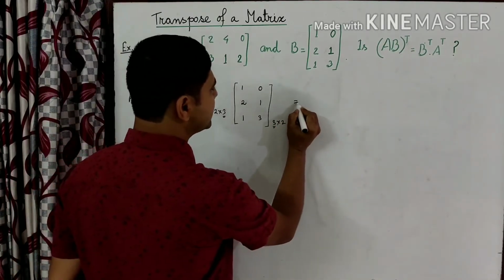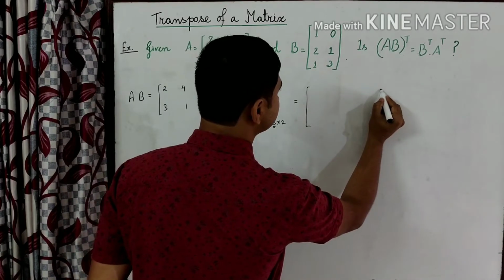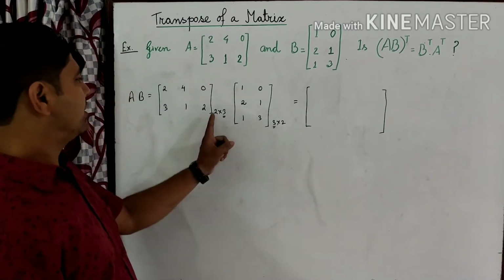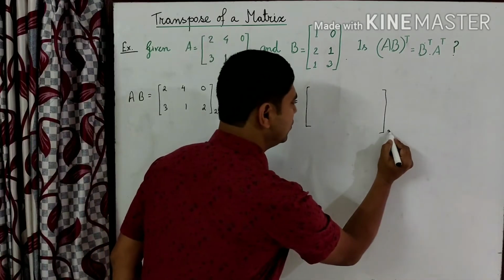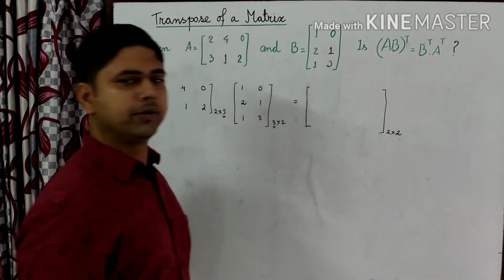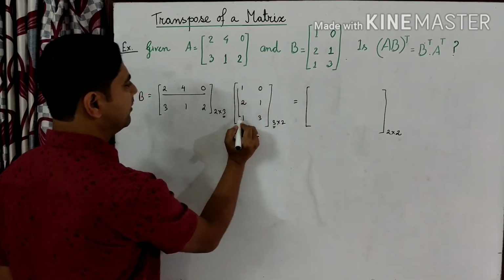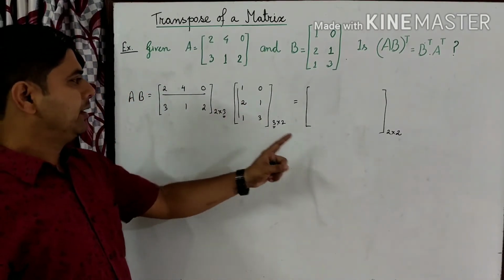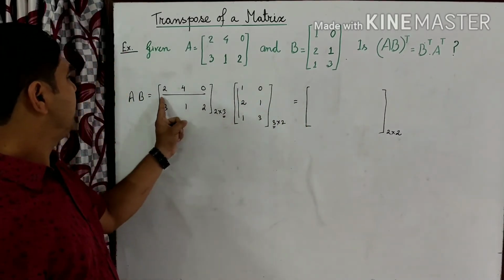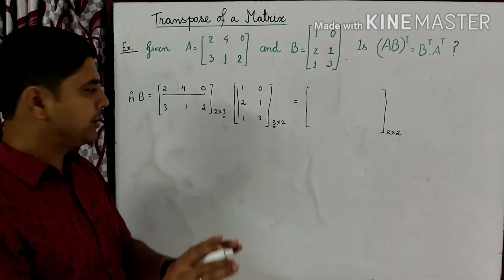Now, when you multiply these two matrices, you have another matrix whose order is 2 by 2. Clear this one? How many elements are there? There are 4 elements, 2 rows and 2 columns. The first element A11: first row multiplies with first column, corresponding elements multiplied.